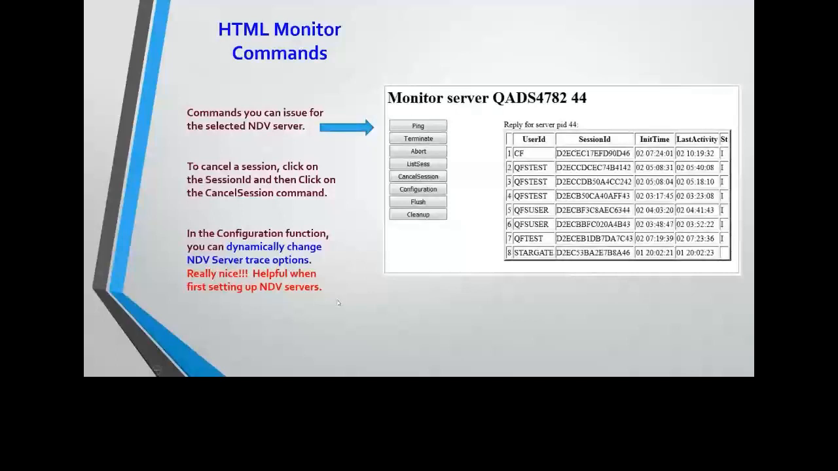and they will have to reestablish their server mapping in their NaturalONE tool. The other thing I like about this browser monitor for the NDV servers is that in the configuration function, you can dynamically change the NDV server trace options. That is a very nice option, and it's going to be helpful when you're first setting up your NDV servers, especially when you have to open a support request with Software AG. They may ask, can you turn a certain trace option on? If you already have your NDV servers up and running with a few users, you don't want to bring your NDV server down and back up to change that. So this allows you to dynamically change that and still provide the output that Software AG is asking for to help you with your issue.